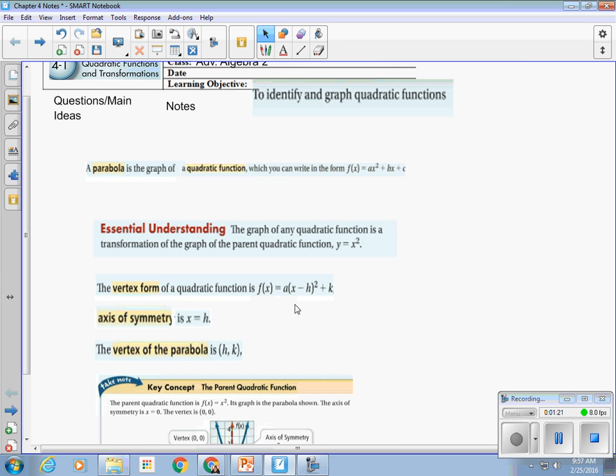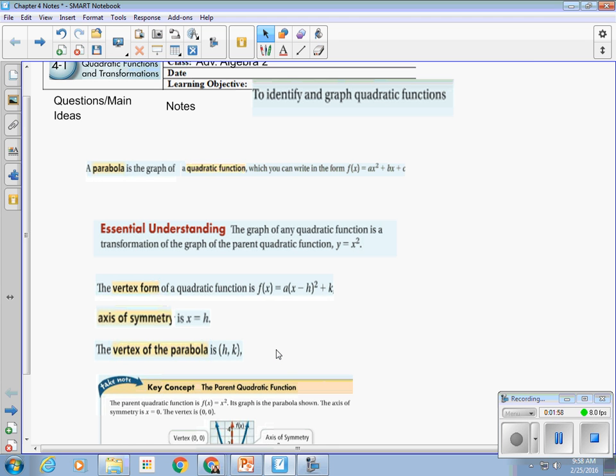When we write a quadratic function as a parenthesis x minus h close parenthesis squared plus k, that is called the vertex form of a quadratic. Where our h is here, we have an axis of symmetry at x equals whatever our h value is, whatever our x coordinate for our vertex is. We get an axis of symmetry. After you write this down, we're also going to draw the picture.